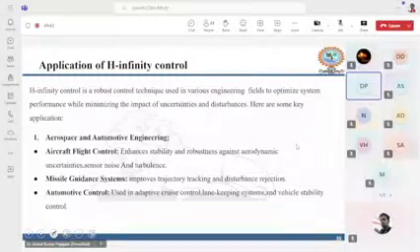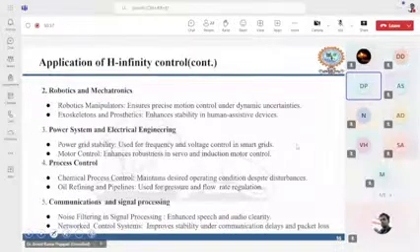H infinity control can also be used in robotics and mechatronics. In robotics, it can be used for precise motion control under uncertainties. It can also enhance speech and audio clarity. In network control systems, it can be used to improve stability under communication delays and packet loss.